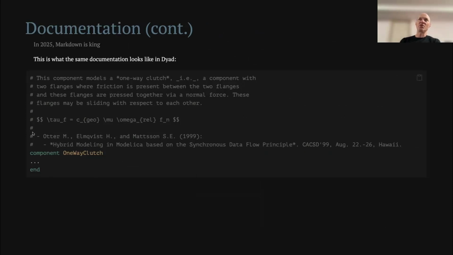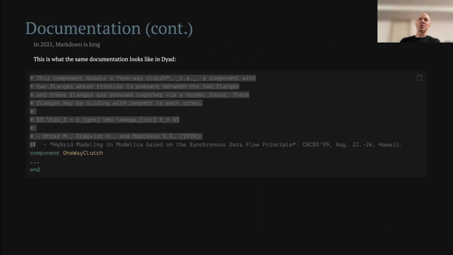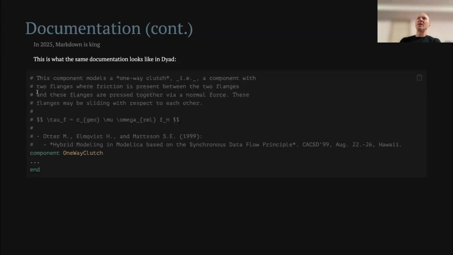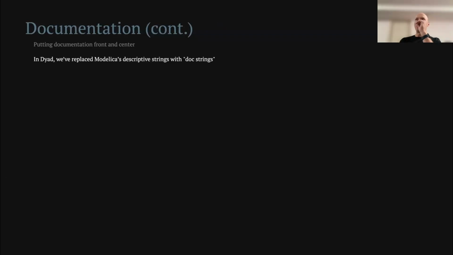So this is what the same documentation would look like in Dyad. And so we have this notion of doc strings, which I'll talk about a little bit more. But basically, these aren't exactly comments. These are like descriptive strings in Modelica, those strings that follow things in Modelica, but they always come before the thing that you're describing. And this is all basically Markdown with inline math. So you can see how to italicize things, how to bold things. You can make bulleted lists. You can do math. You can use mathematical symbols. So in general, it's just more readable than the embedded HTML.